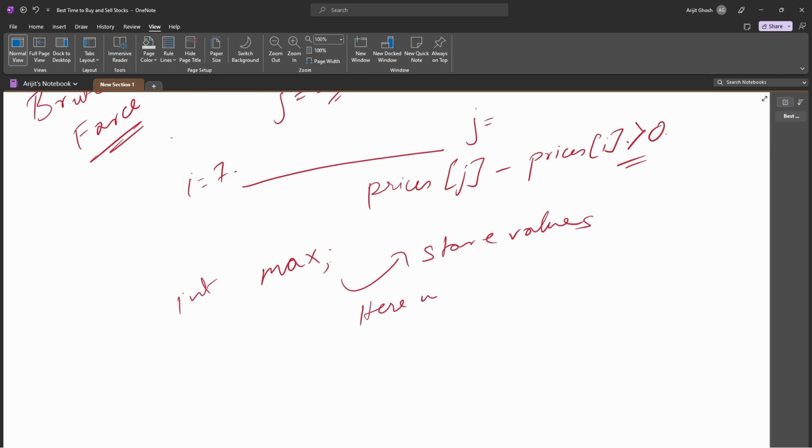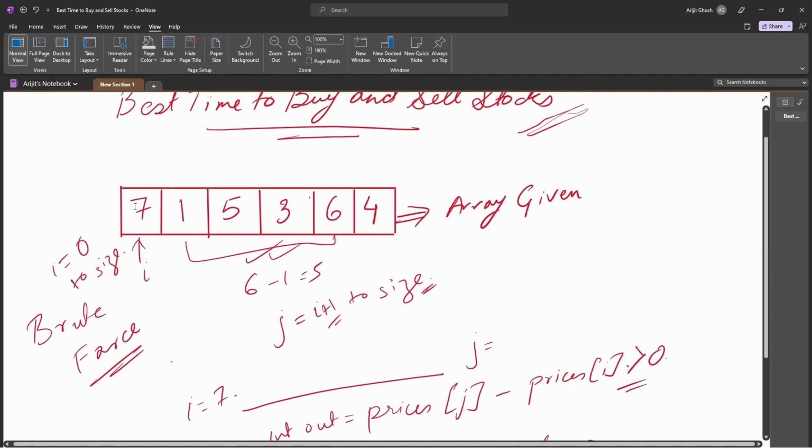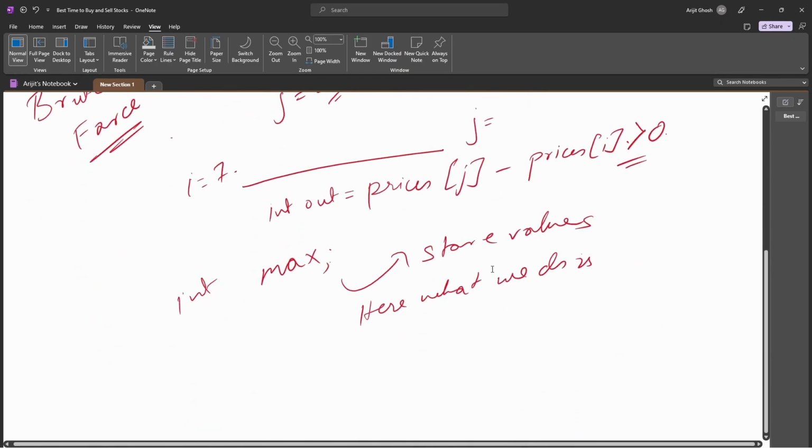Here we store the initial value as out, like the change in prices, wherever there is profit seen. Regarding 7 you will not see any profit because the next elements are 1, 5, 3, 6, 4, so all the elements are smaller than this, so the profit will never be positive, it will always be less than 0. For 1 you can see there are cases where you can get profits.